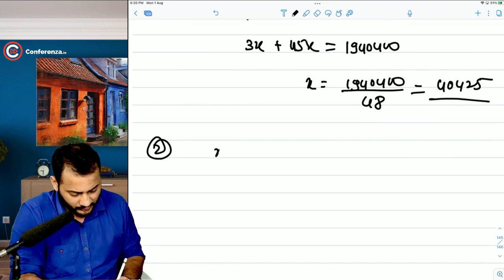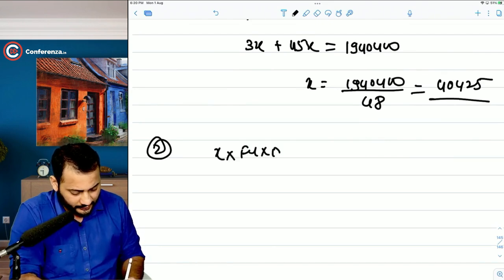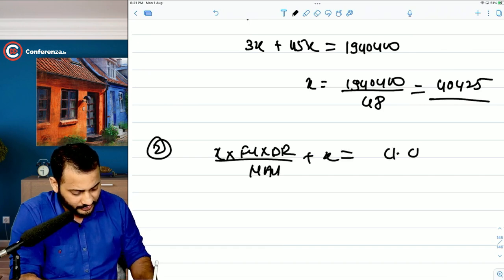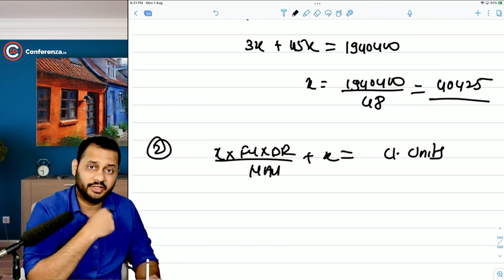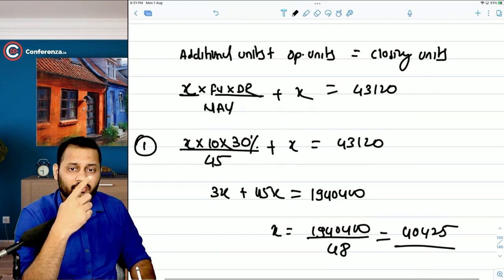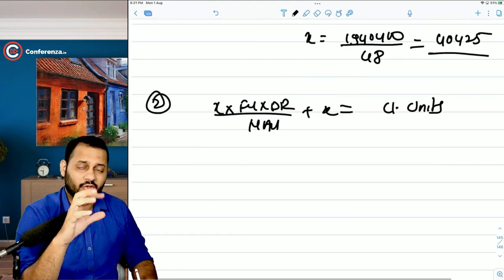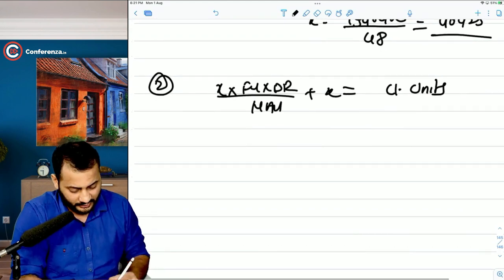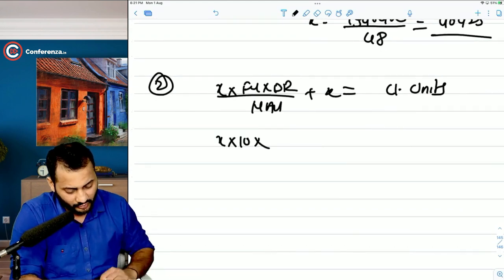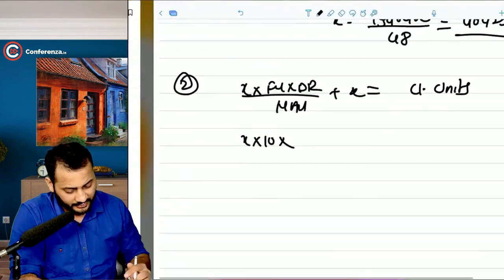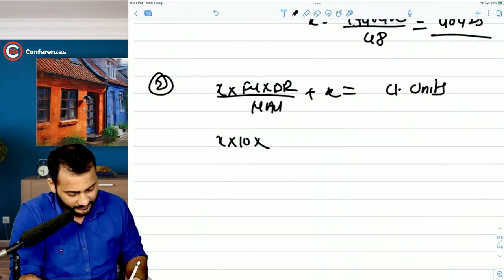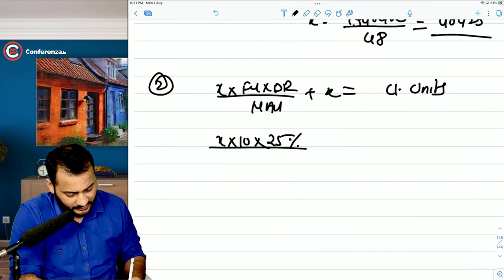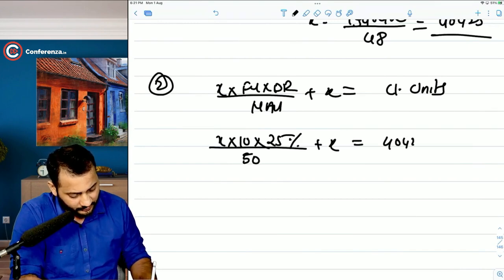Again, write down the formula. X into face value into dividend rate divided by NAV plus X is equal to closing units. Why do that every time? Because you need to remember it. So don't look at the formula above. Try writing the formula by applying your brain, doing all the calculation in your mind. Now let's put down the figures. X into 10 into, what is the dividend rate now? Dividend rate is 25% and the NAV is 50, plus X is equal to closing units, 40,425.